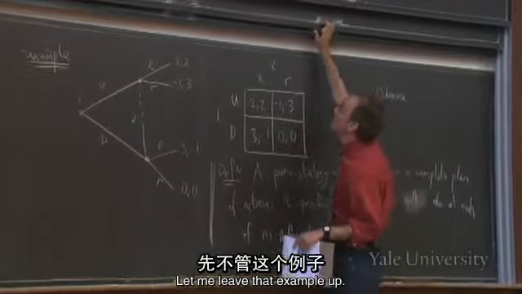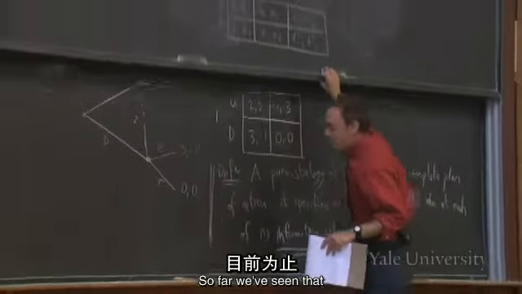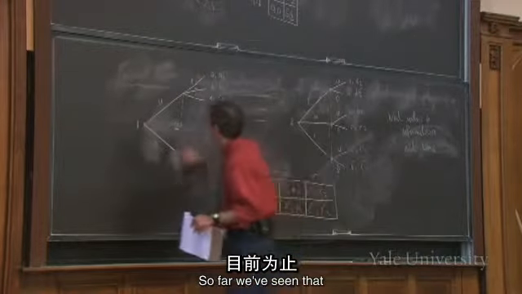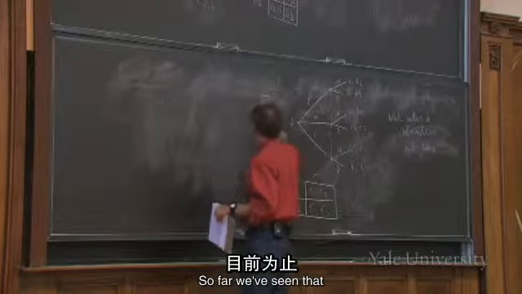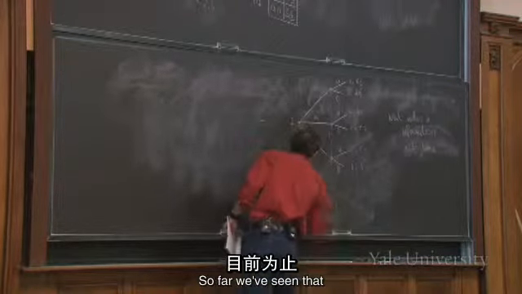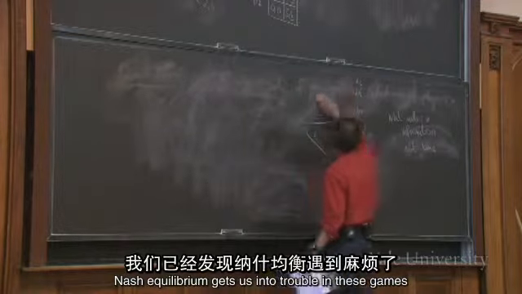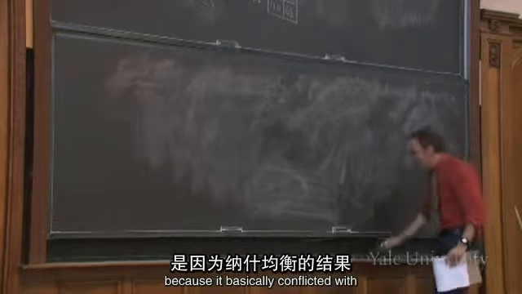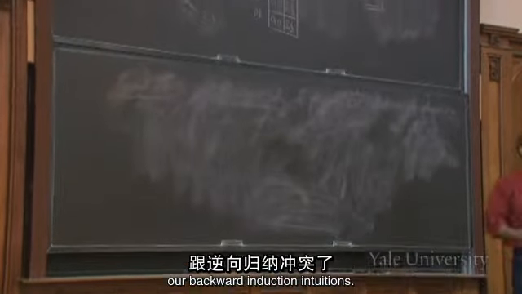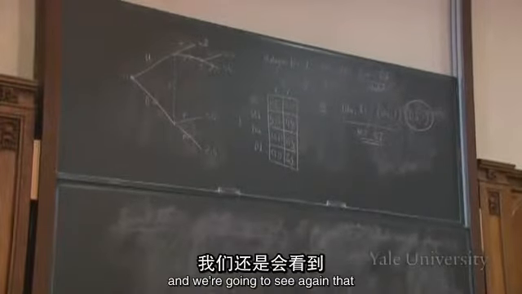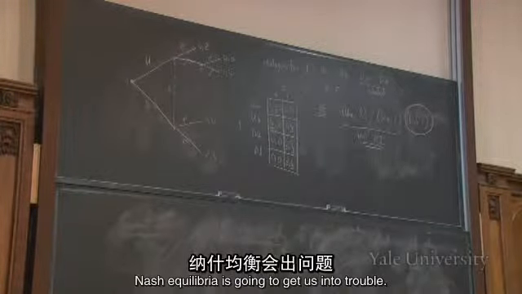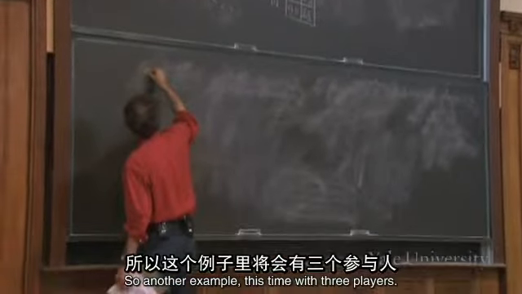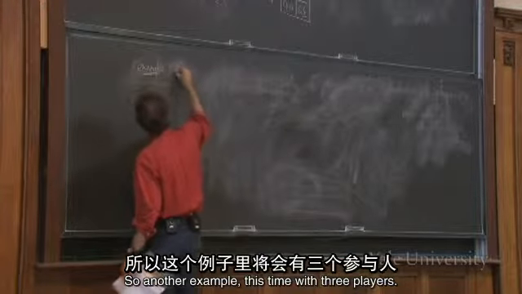All right, let me leave that example up. So far, we've seen that Nash equilibrium gets us into trouble in these games, because it basically conflicted with our backward induction intuitions. Now I'm going to show you a different game, and we're going to see that again, Nash equilibrium is going to get us into trouble. This is going to be a three-player game. We'll get more complicated as we go along. So another example, this time with three players.